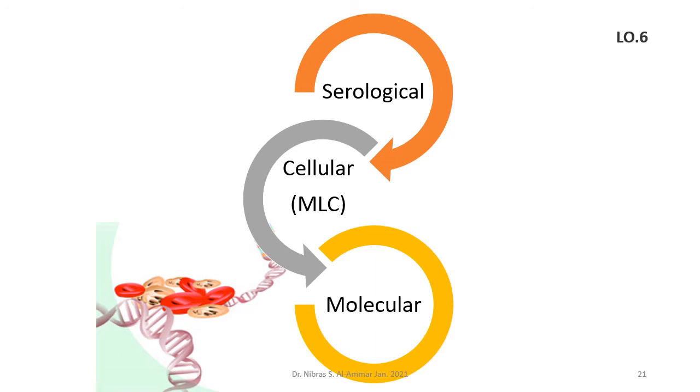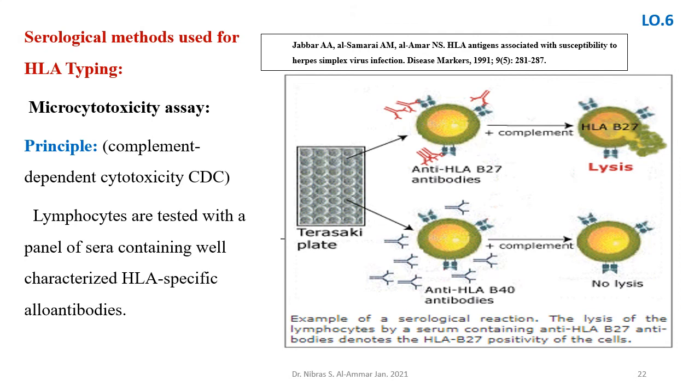There are many typing methods. For example, we will discuss some of these methods: serological, cellular, MLC, and molecular. The serological method used for HLA typing: the most important method is the microcytotoxicity assay, with a principle of complement-dependent cytotoxicity, CDC, whereby lymphocytes are tested with a panel of sera containing well-characterized HLA-specific alloantibodies.